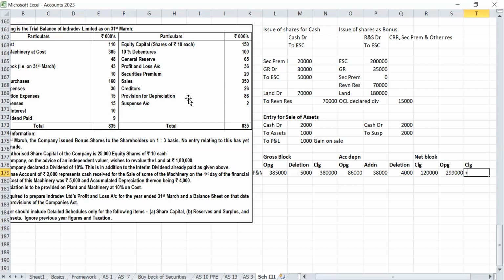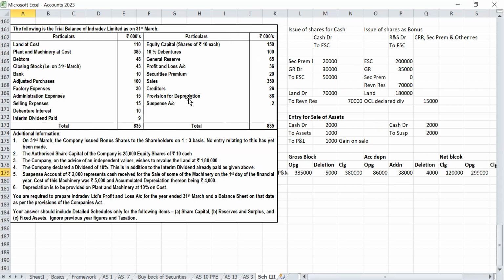Closing net block is what? Closing cost minus closing depreciation, 2,60,000. In the balance sheet it will come.